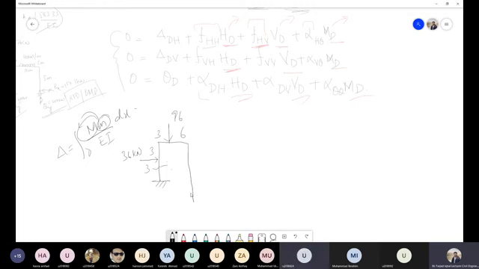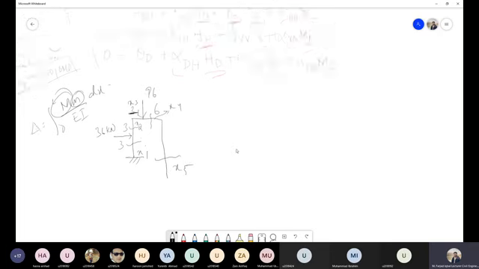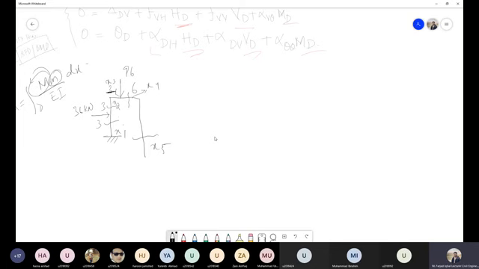5 sections. One over here, let's call this x1. The other one over here, let's call this x2. Then the third section over here, let's call this x3. Fourth one over here, and fifth one over here. So we need to have the moment equation. We will make one table just to make things convenient for ourselves.